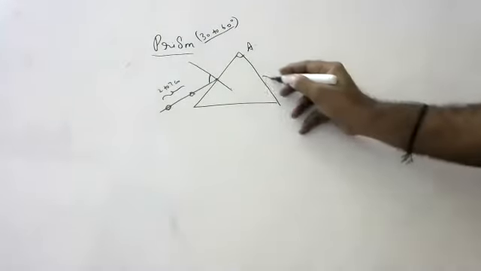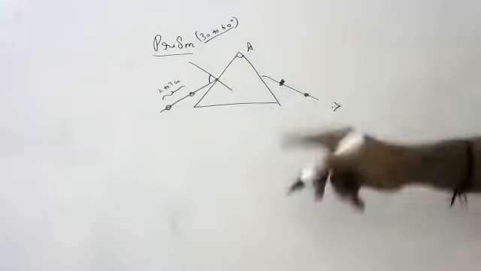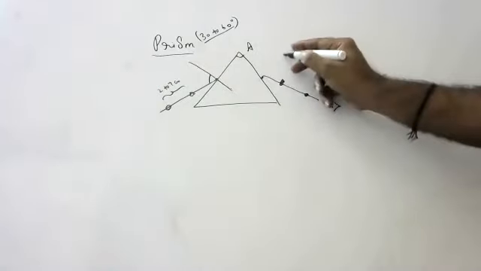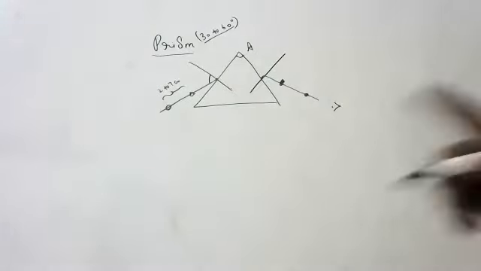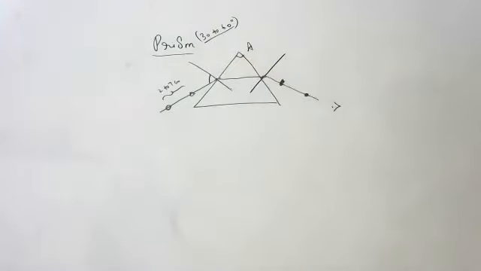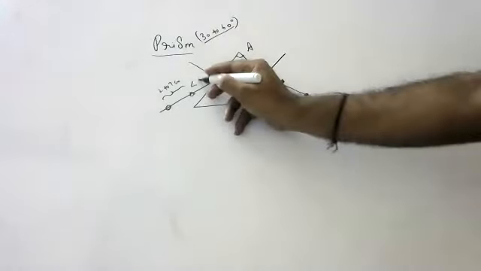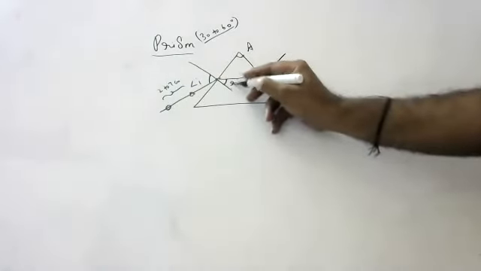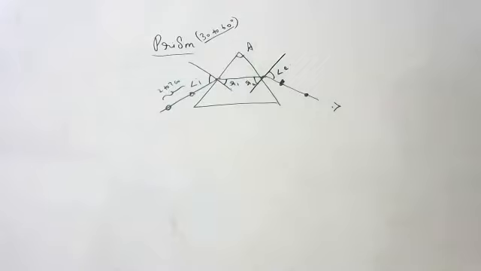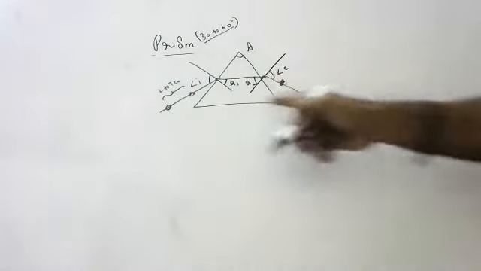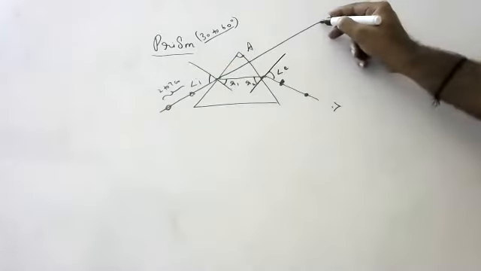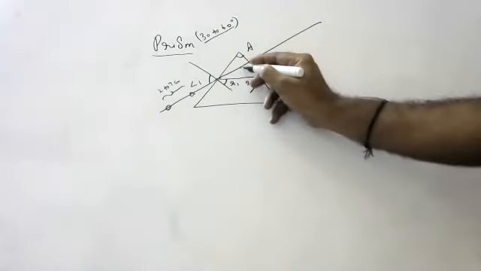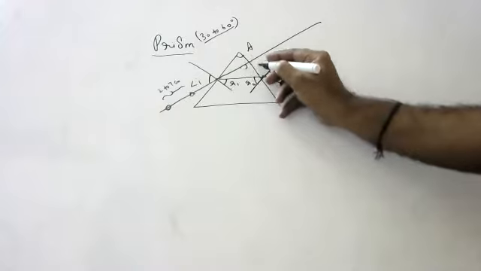Now you join these two dots. After joining these two dots, at the point of intersection, draw one normal. After drawing the normal, join this. This is the angle of incidence. This is the angle of emergence. This is refraction 1 and this is refraction 2. Now if this prism was not there, the light ray would have gone straight. But because of the prism, it is deviating by this much angle. This is called the angle of deviation.